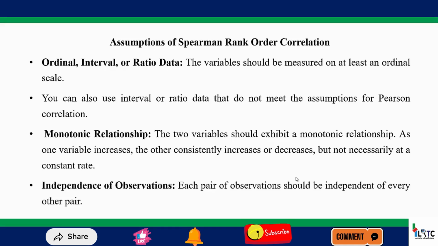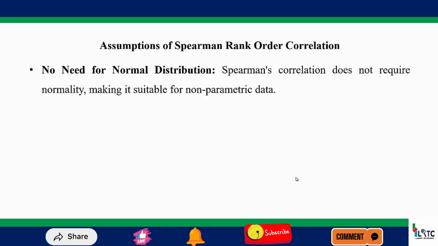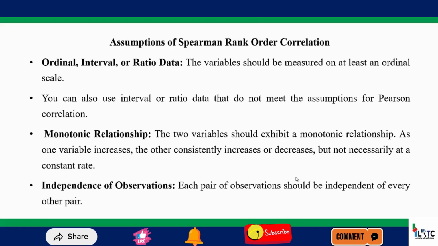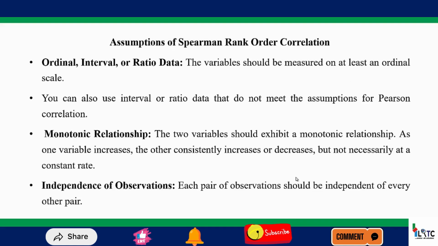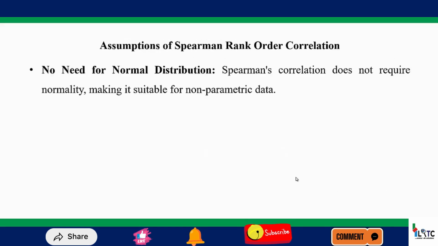Independence of observations. Each pair of observations should be independent of every other pair. You understand what it means? The categories should not be related. The next one is that there is no need for normal distribution. You don't even need to check for normality when you want to use Spearman. You only need to check for it when you want to use Pearson. So if you want to use Spearman, the most important thing is the monotonic relationship. I want to believe that when you are designing your questionnaire, you will certainly ensure that the pairs of observations are independent. So there is no need for a normality check.